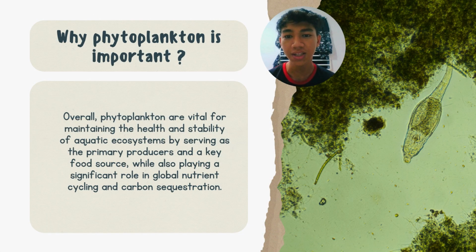Okay, for the next slide is why plankton is so important. So overall, plankton are vital for maintaining the health and stability of aquatic ecosystems by serving as a primary producer and a key food source, while also playing a significant role in global nutrient cycling and carbon sequestration.